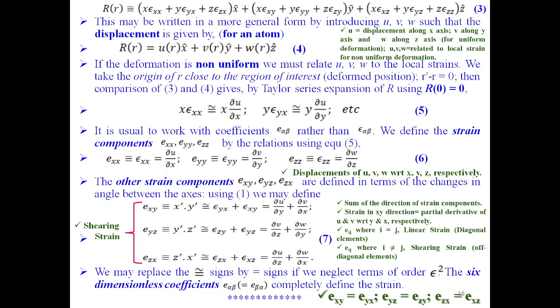So we may replace the sign, and if we neglect the terms of order epsilon squared, we get the values of six dimensionless coefficients as represented in equation 7. So epsilon alpha beta is equal to epsilon beta alpha, that completely defines the strain. So here epsilon xy equals epsilon yx, and epsilon yz equals epsilon zy, and so on. In matrix representation we can see all the 9 components of strain as that of stress. But since the off-diagonal pairs of elements are equal, as discussed, we have 6 on- and off-diagonal coefficients to define strain. So in a nutshell, we need the 6 dimensionless coefficients epsilon alpha beta or epsilon beta alpha to completely define the strain.